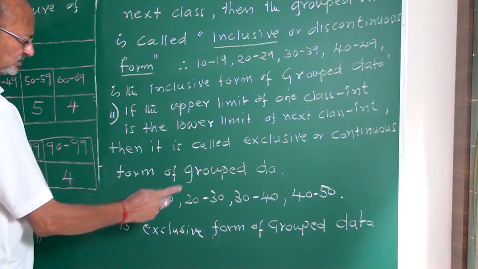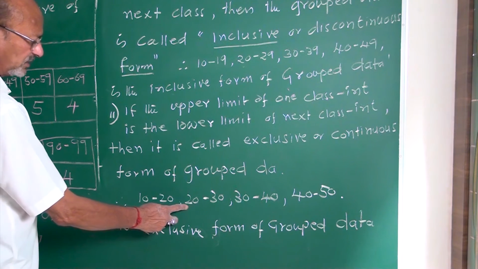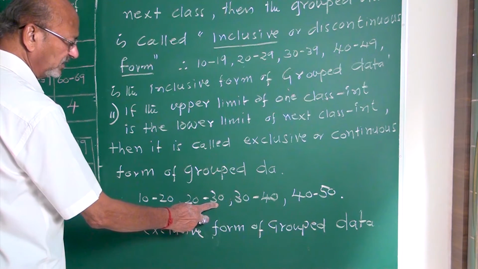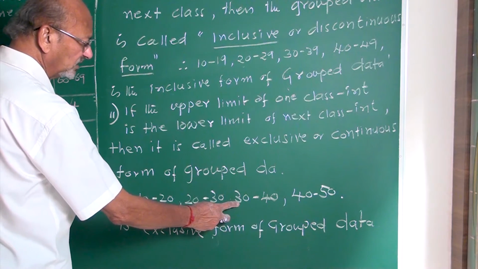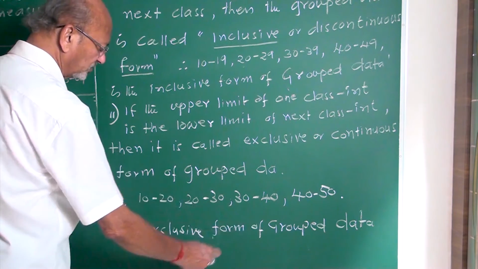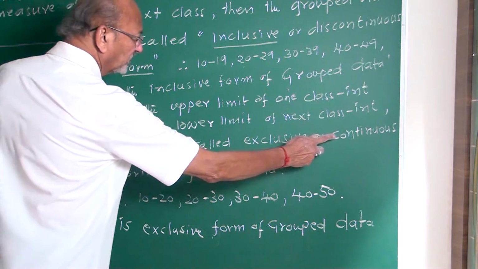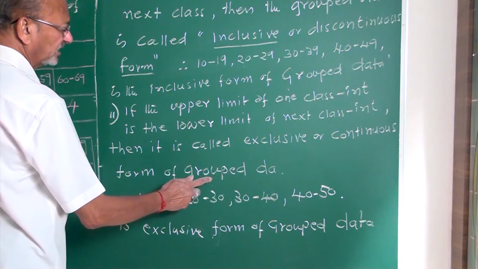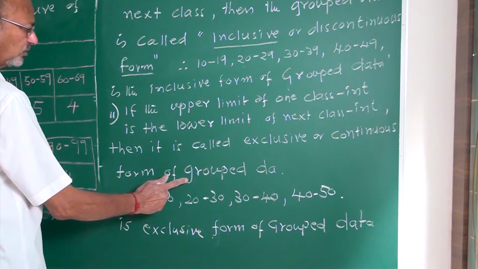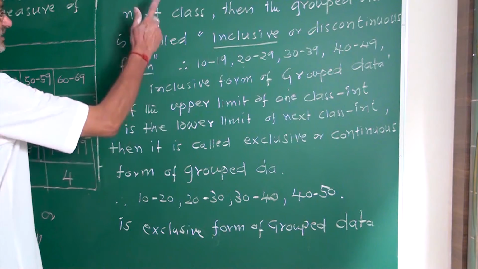These are the class intervals in which the upper limit of the first class interval is the same as the lower limit of the next. Here, the upper limit is the same as the lower limit of the next, like this. This form of grouped data is known as exclusive form, or continuous form of grouped data. This is one example, my friends.